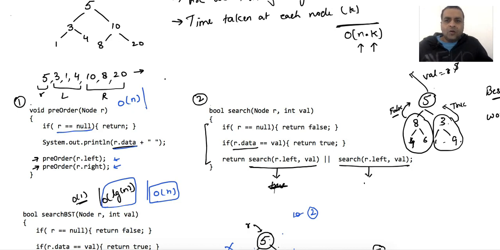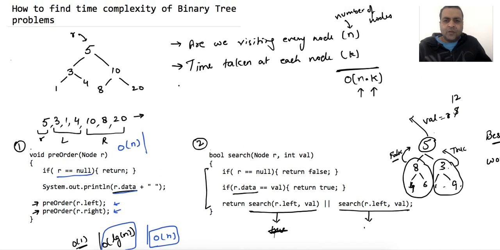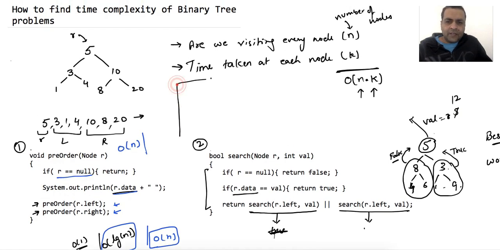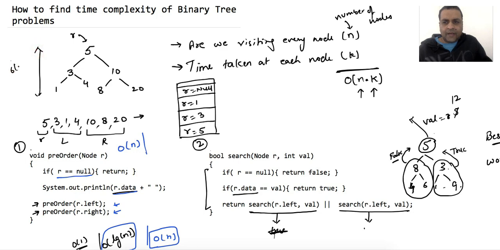Memory depends on how the function calls are being made. Let's consider the pre-order traversal. In pre-order traversal, first we call the function for r equal to 5. Then we call the function for r equal to 3, then for r equal to 1, then for r equal to null. So there are 4 stack frames, and each stack frame takes a constant amount of memory. So the total amount of memory up to this point is on the order of h, where h is the height of the tree.